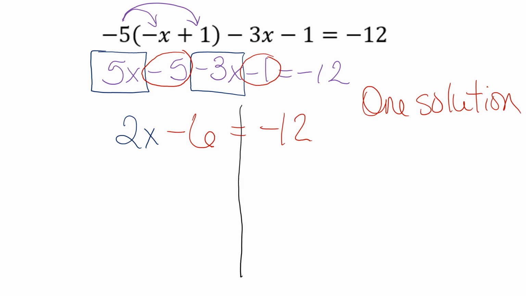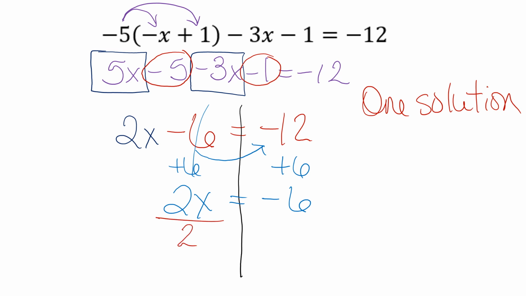So I'm going to go ahead and bring my line down and start to isolate my variable by using my inverse operation to move -6 to the other side of the equal sign. We're going to add 6 to both sides. These cancel, leaving me with 2x equals -6. And then to get the x by itself, instead of multiplying, you're going to do the opposite and divide both sides by 2. So x does equal -3.